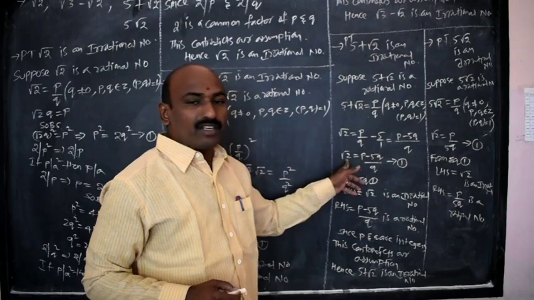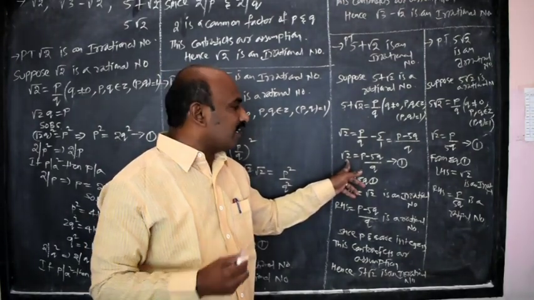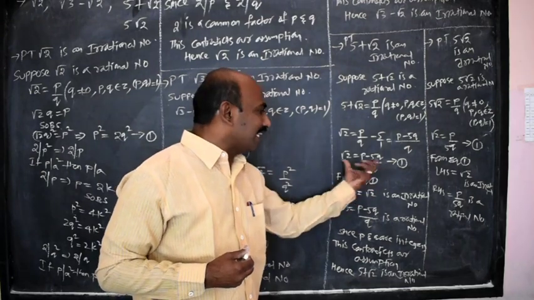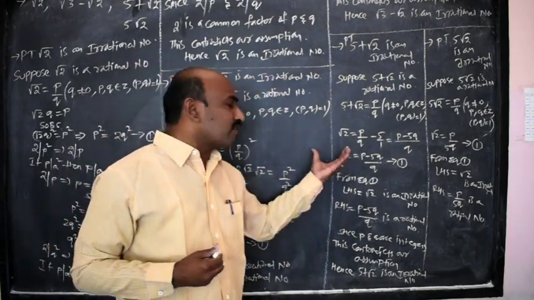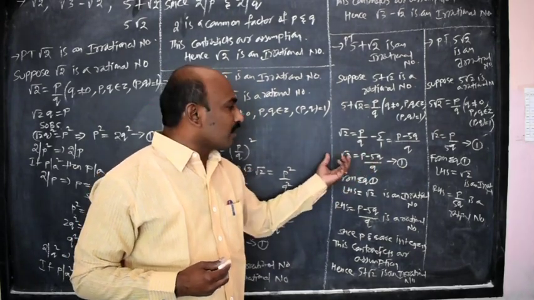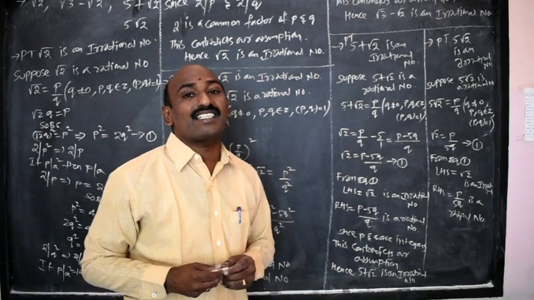Here from equation 1, LHS root 2 is an irrational. Already we have proved that. And (p minus 5q) by q is a rational number since p and q are integers. Here also we can conclude that rational cannot be equal to irrational. This contradicts our assumption. Hence root 2, 5 plus root 2 is an irrational number.